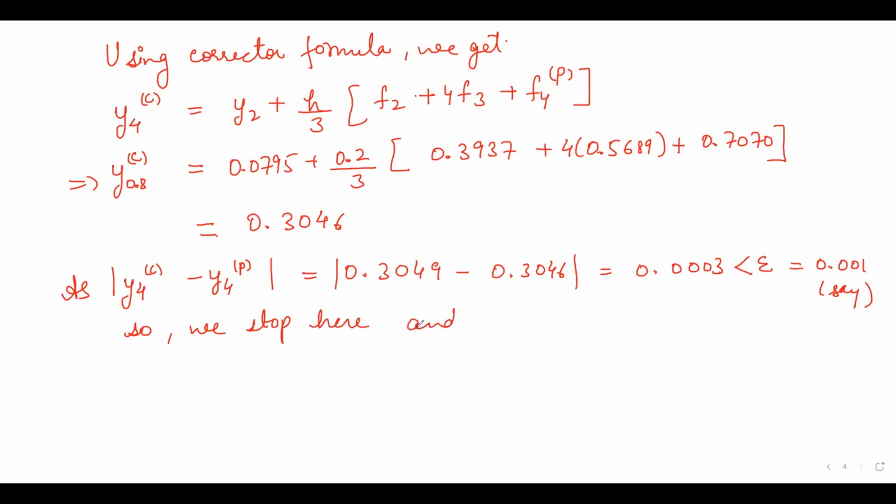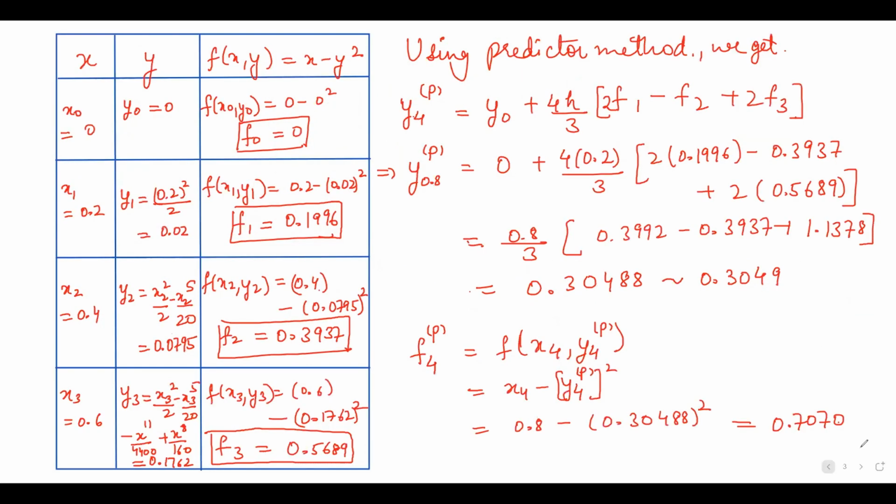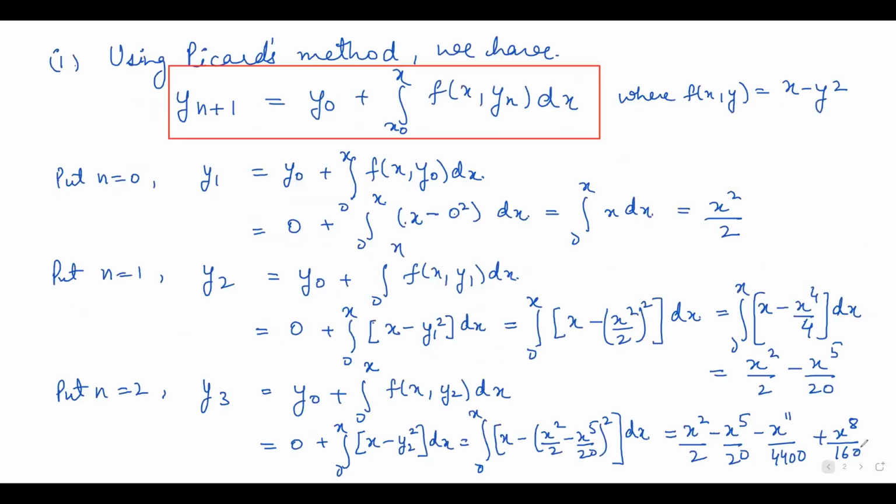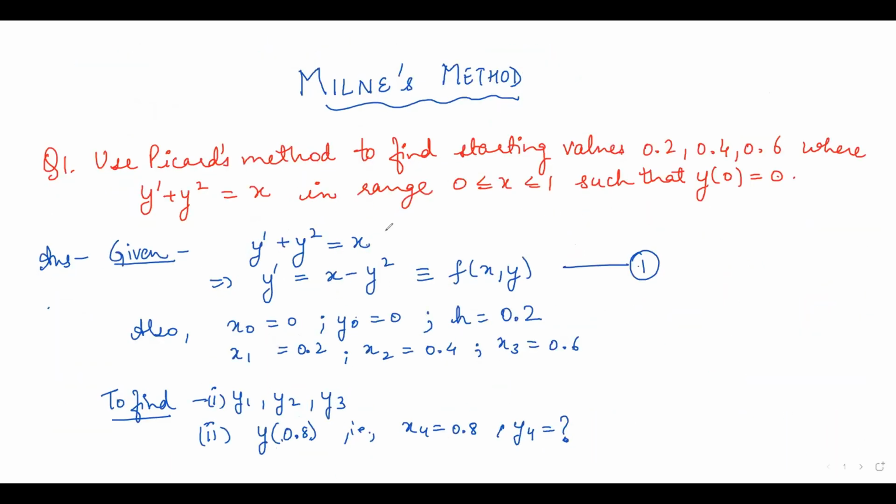And the value of y4 is coming out to be 0.3046. So if you wish to calculate the next value, that is y at 1, you can use the above values and you can find that too. So this is very easy method. So just you need to remember the Picard's method or any of the single step method that you could apply to find out the values of y. So y1, y2, y3 can be calculated using any of the Picard's method.